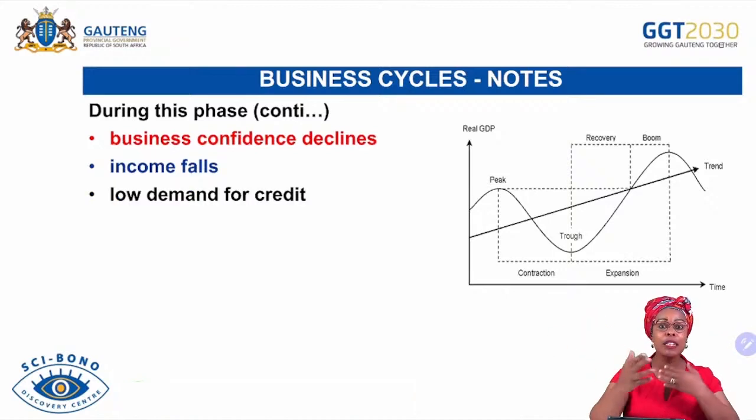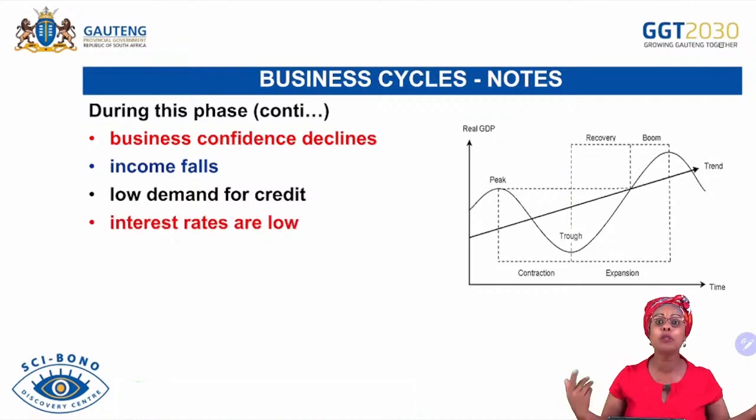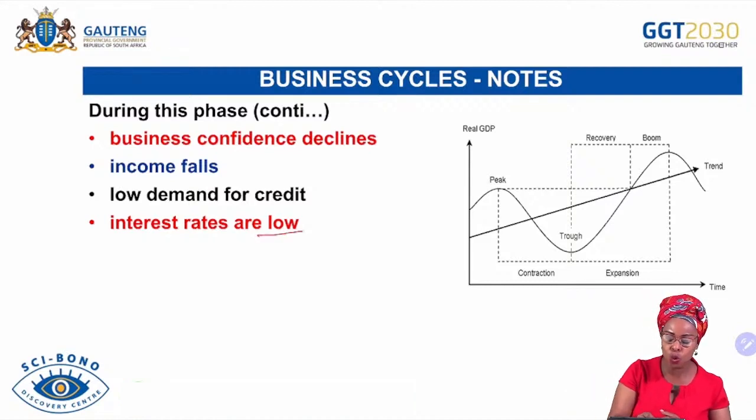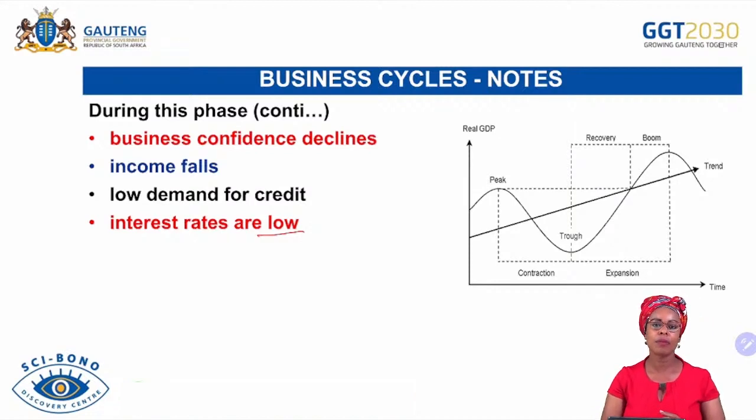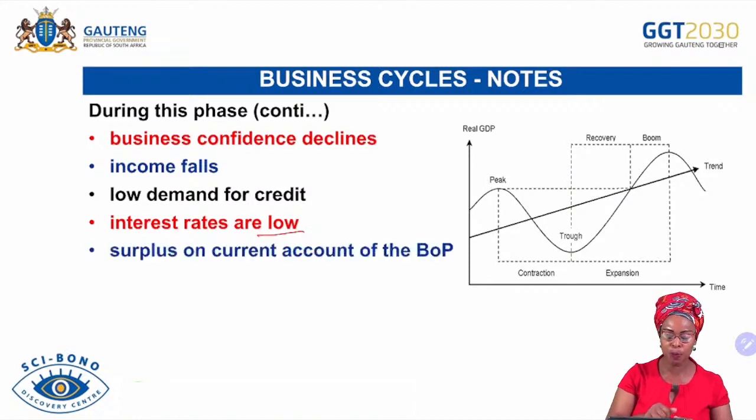There is low demand for credit. Businesses, they borrow less. Households, they borrow less. You won't borrow money if you are not employed. Then that is where the Reserve Bank comes in. Interest rate becomes low during this particular phase. Interest rate will be low.